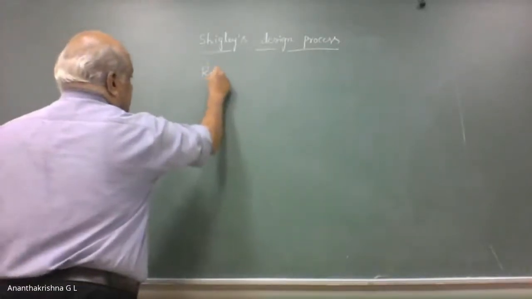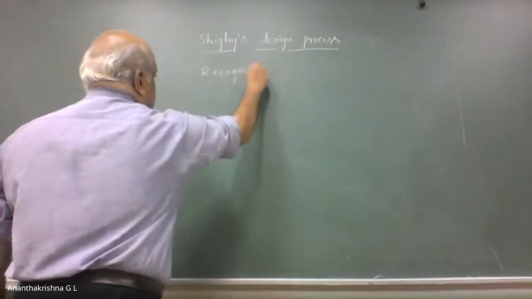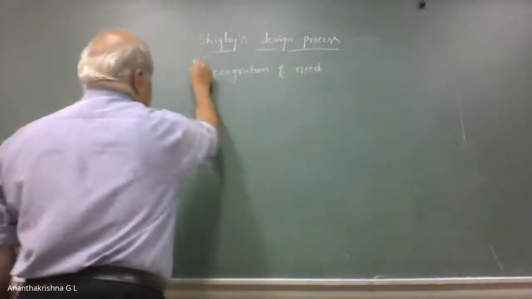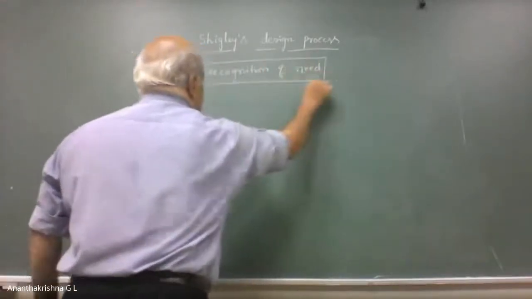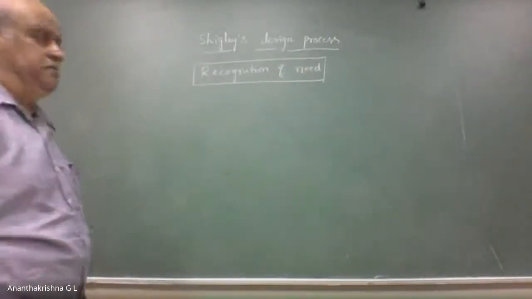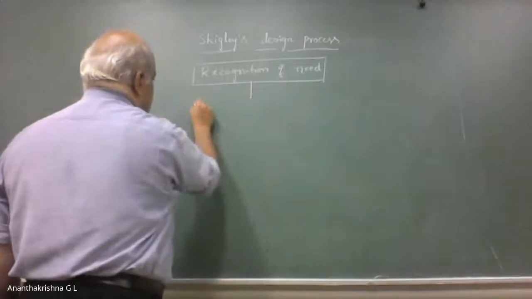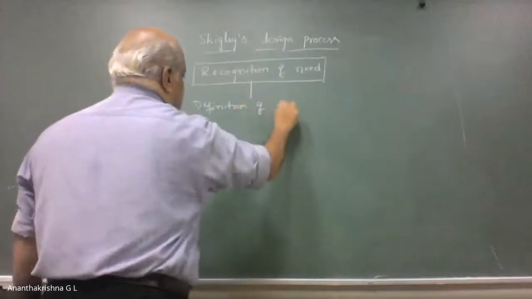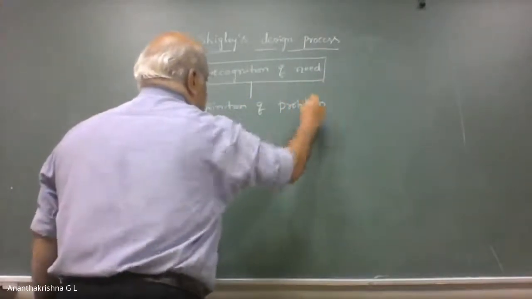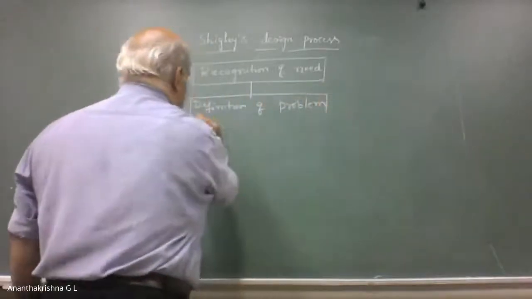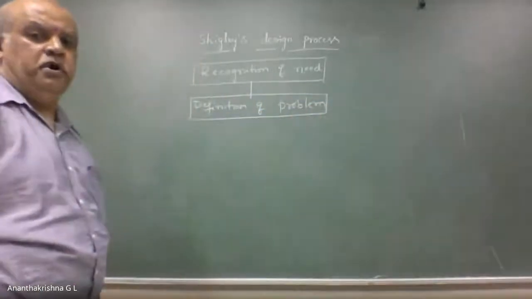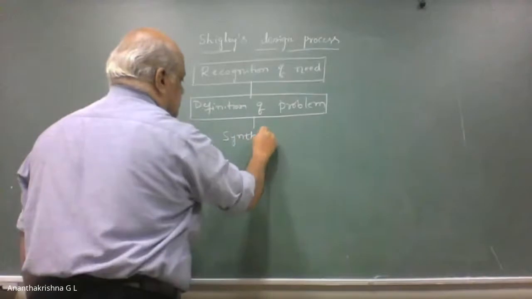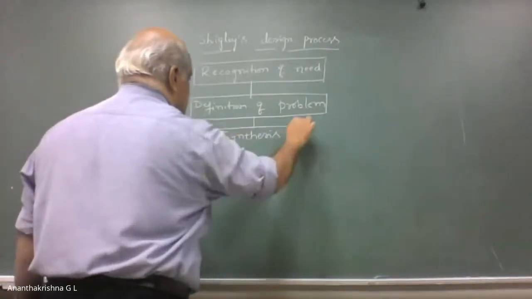First one is the recognition of need. This is the first step in the process, that is recognition of need, that there exists a problem. Next is the definition of the problem. That is the second step in the design process. Third one is the synthesis.